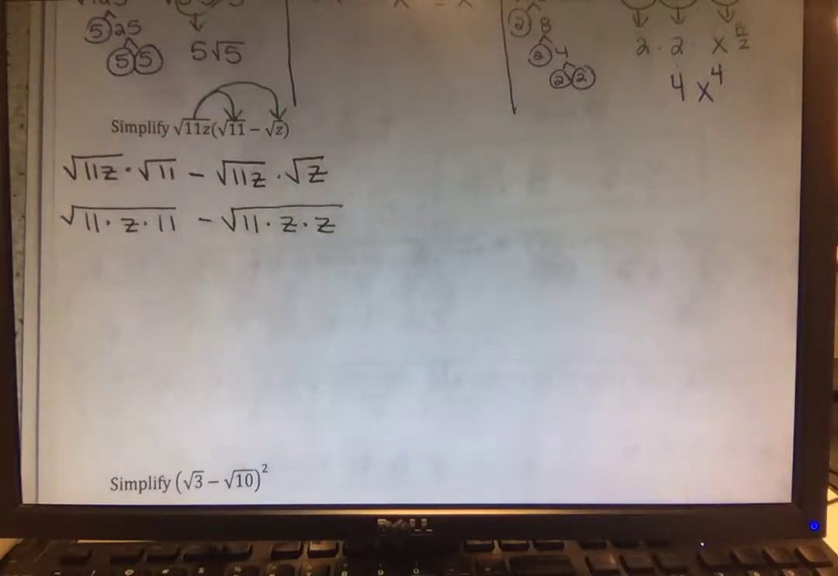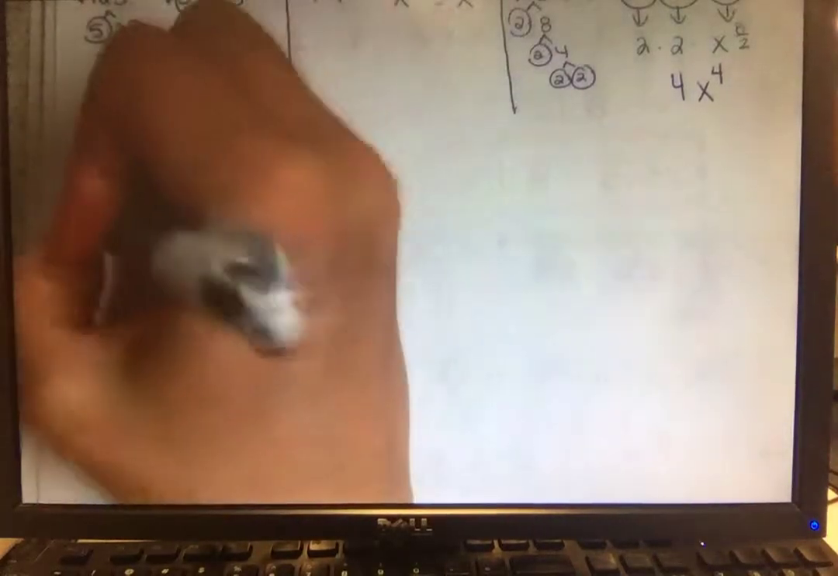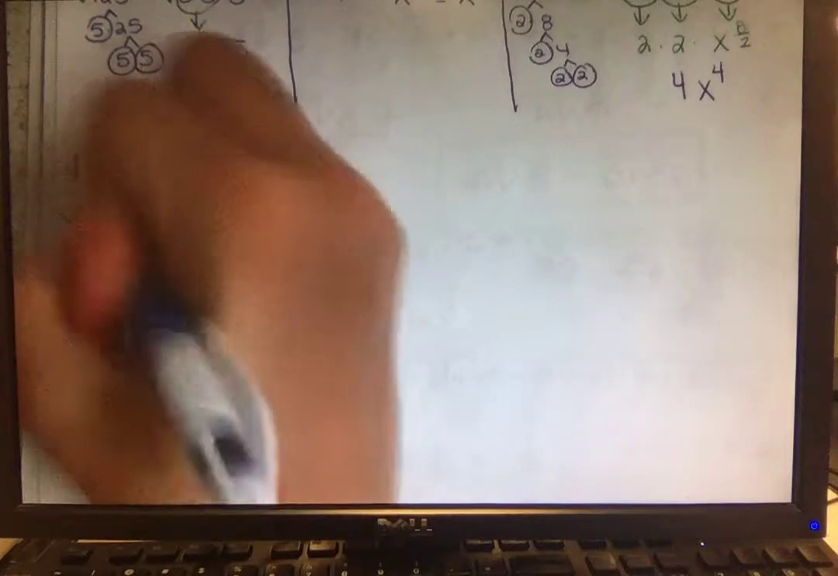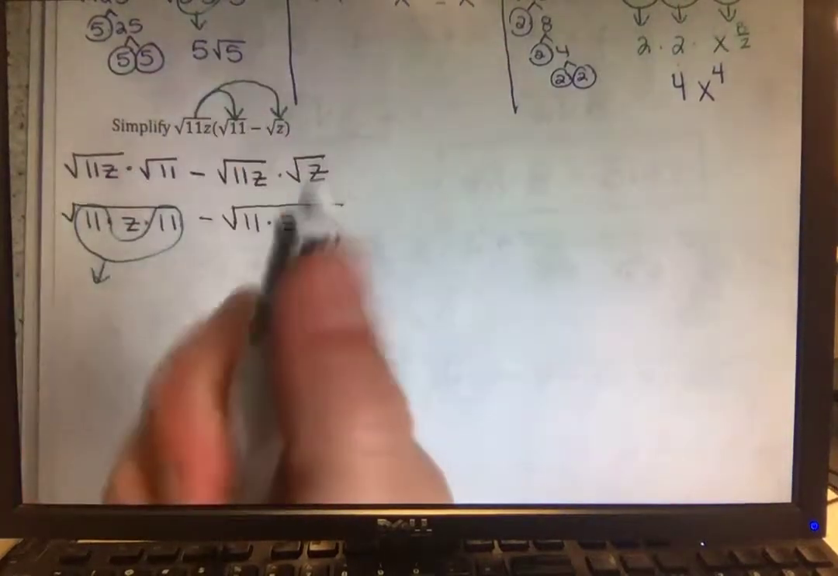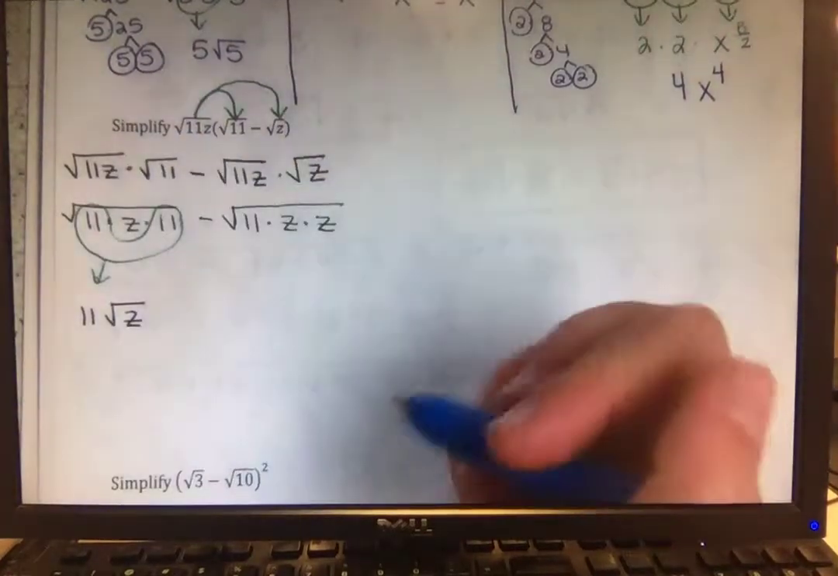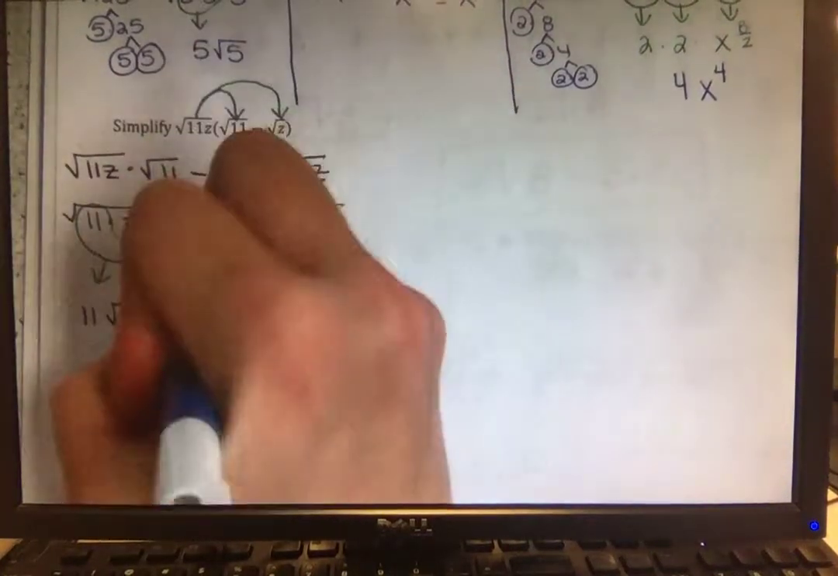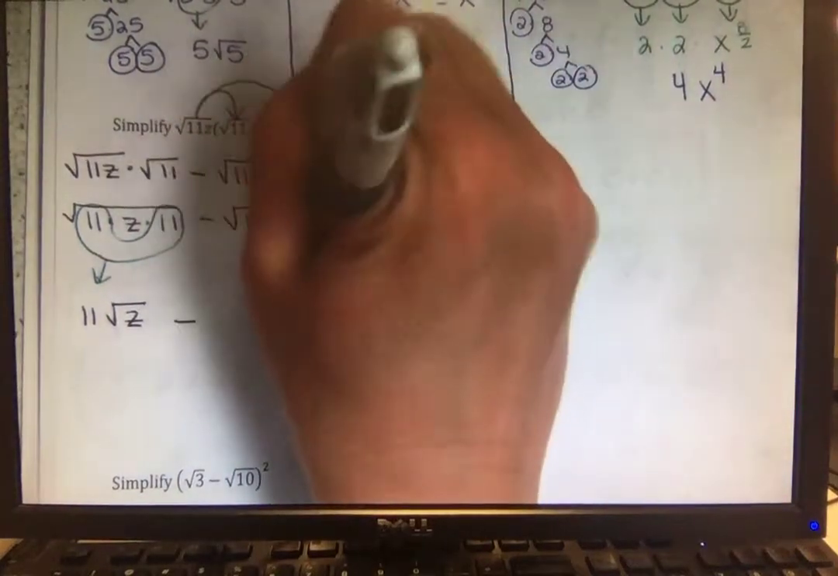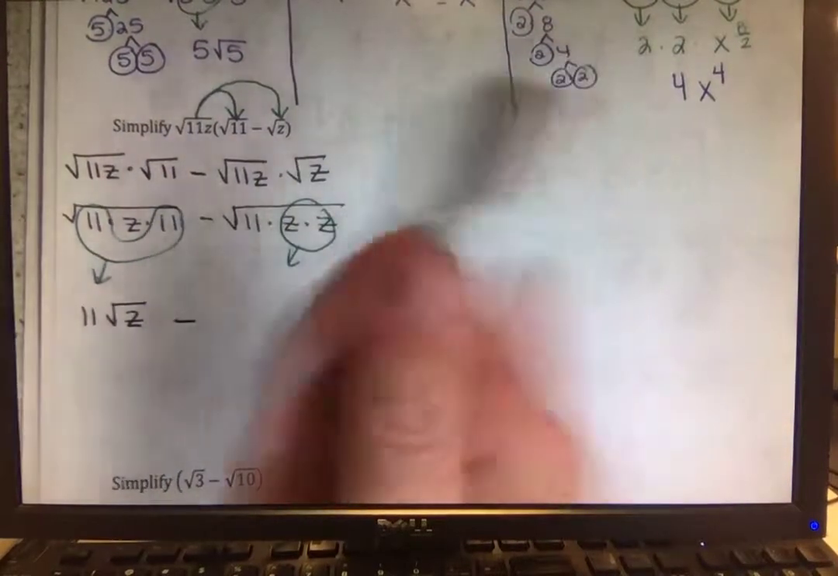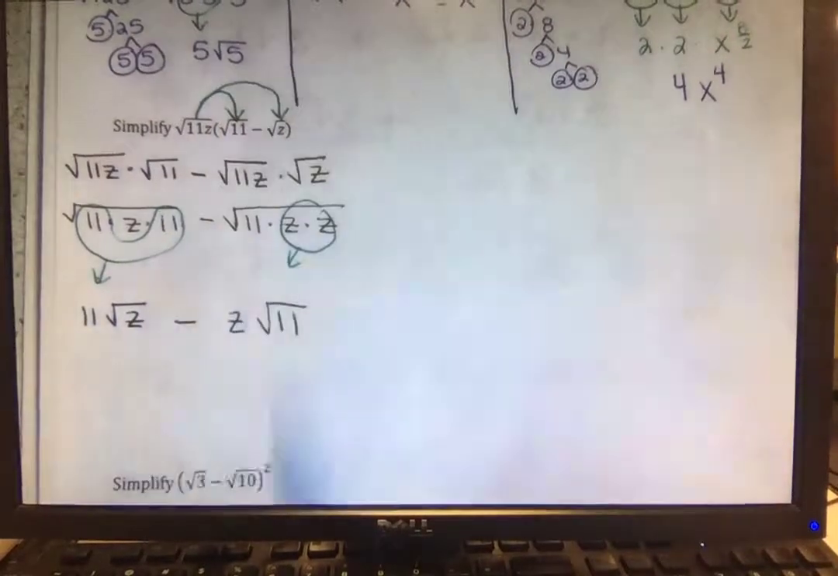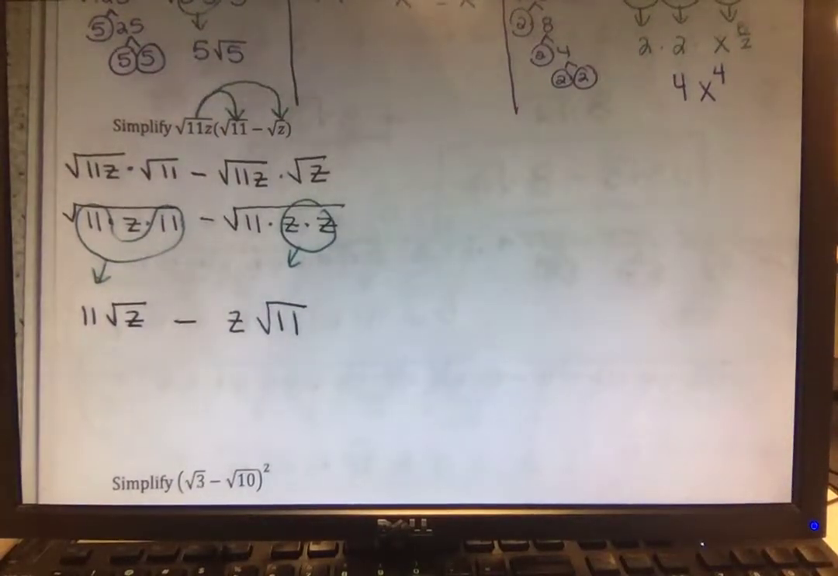Now it's a square root, so we're looking for 2 of a kind. There's 2 11s. So those are coming out of the radical. And that z is staying underneath the radical. Minus the square root of z times z. So these 2 z's are coming out of the radical. And the 11 staying underneath the radical. So now I have 11 square roots of z minus z square roots of 11.